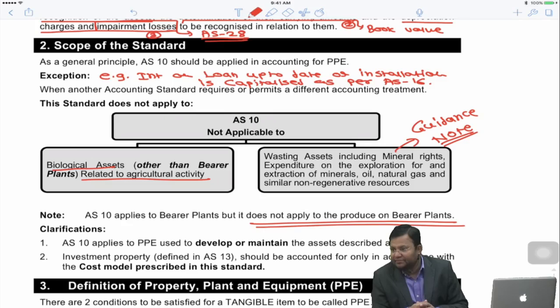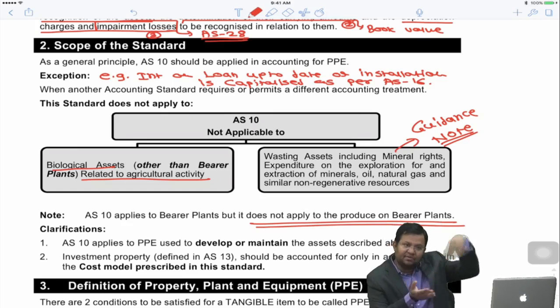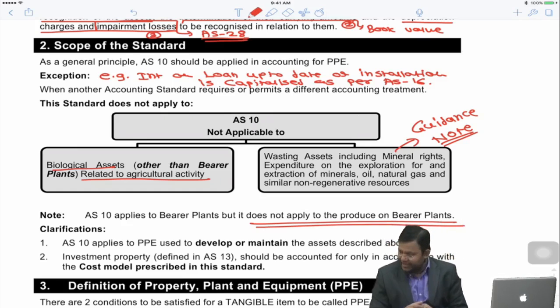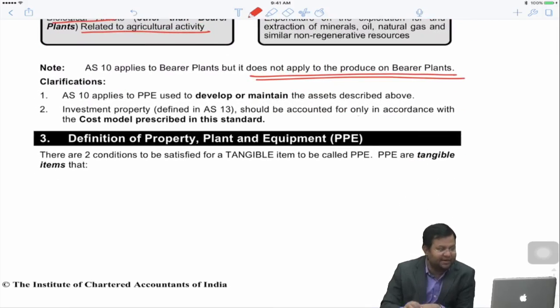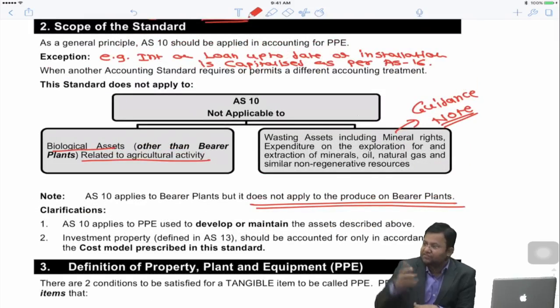Time being के लिए ultimately ये जो plant animals जो है, animals सब नए standard में जाएंगे जब वो standard आएगा तब. But time being के लिए animals are covered under, livestock is covered under this standard, provided they meet the definition of property, plant, equipment. वो definition मैंने अभी तक सिखाया नहीं. Third point पे definition हो. Vesting assets के लिए standard applicable नहीं है.